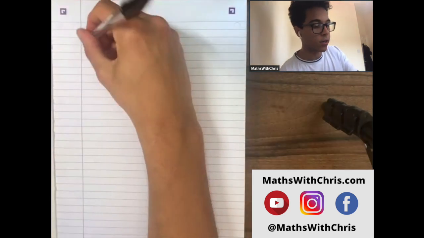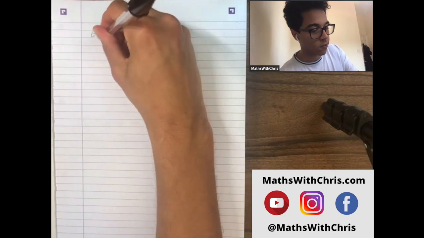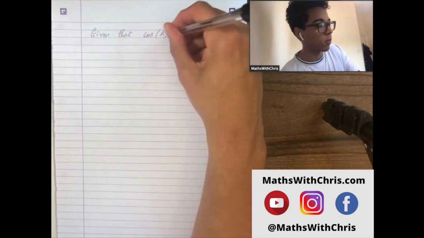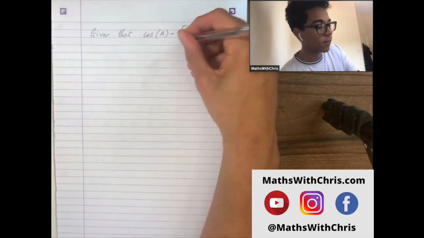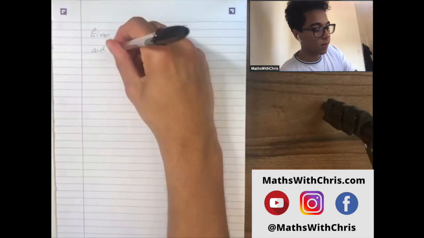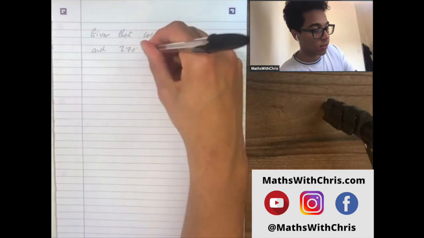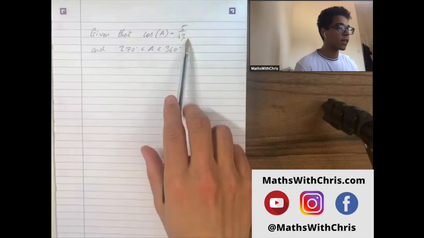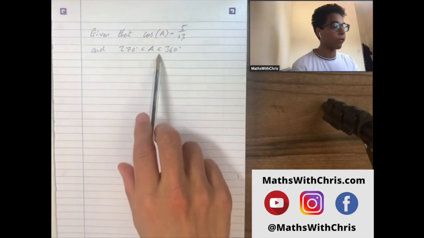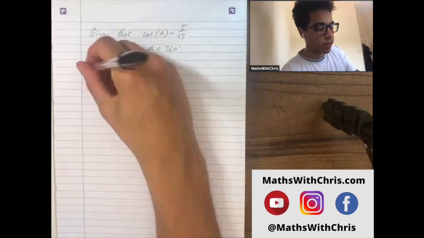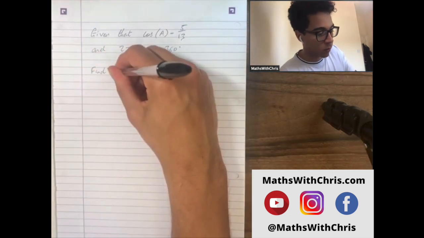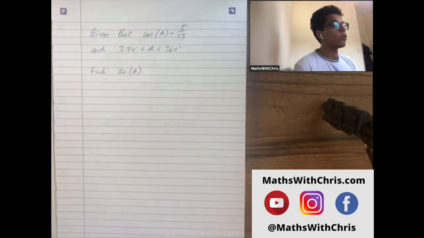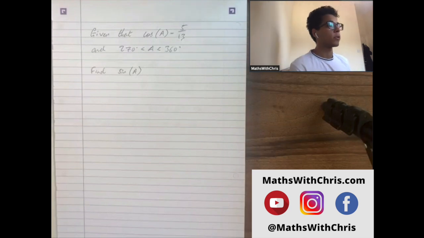So this is quite a nice one. Given that cos of A equals 5/13, and 270 degrees is less than A, less than 360. So we've got cos of A is 5/13, and A is between 270 and 360 degrees. We want to find sine of A. And you want to do this without a calculator, if possible.